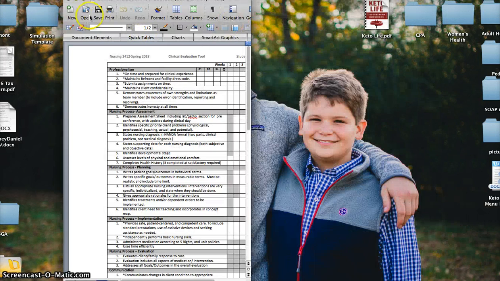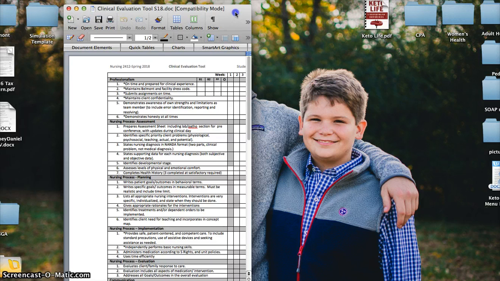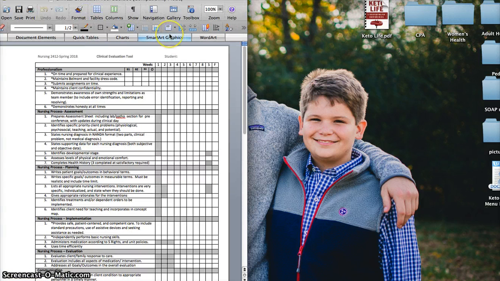Okay, next, let's go to the clinical evaluation tool. This is the tool that we use to give feedback to our students. This typically stays in their folder as well. We are giving them feedback this week in the first 3 weeks of campus clinical. That's what B1, B2, and B3 means. So we're just really giving them feedback in these 3 critical behavior areas. So on time and prepared, everyone was like that these 3 weeks. Maintains Belmont and facility dress code.